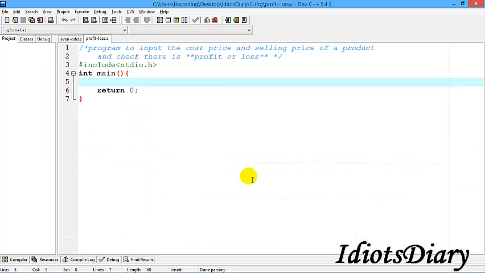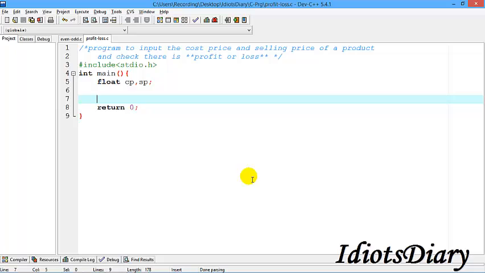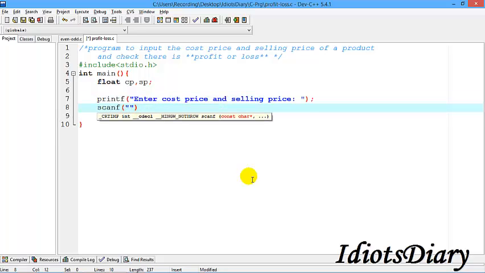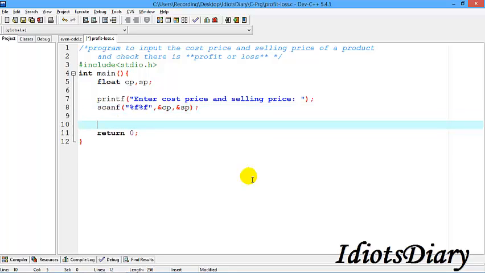Next we move to another program which receives the cost price and selling price of a product and checks whether there is a profit or loss in that deal. Here we start the program by taking two variables CP and SP which receive the cost price and selling price. Now we receive the cost price and selling price from the user by sending a message, enter cost price and selling price. Now we store the cost price and selling price on the addresses of CP and SP.